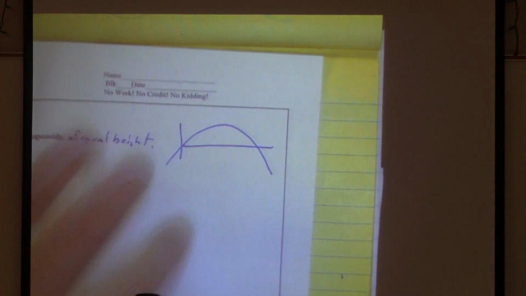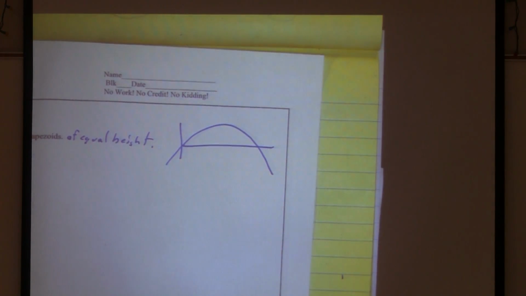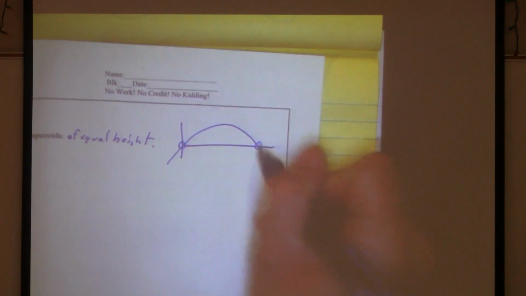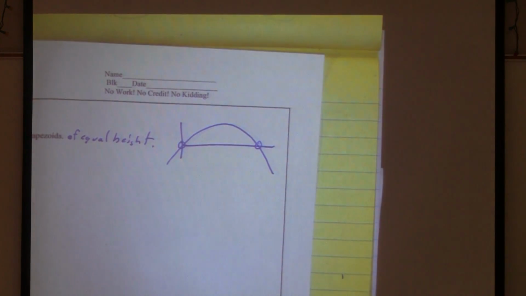So how would I find the area bounded by the parabola and the x-axis? What would I have to find to know my interval? I would have to find where it crosses the x-axis, right? Find those zeros, find those x-intercepts. Do you guys remember how to do that? Sure?